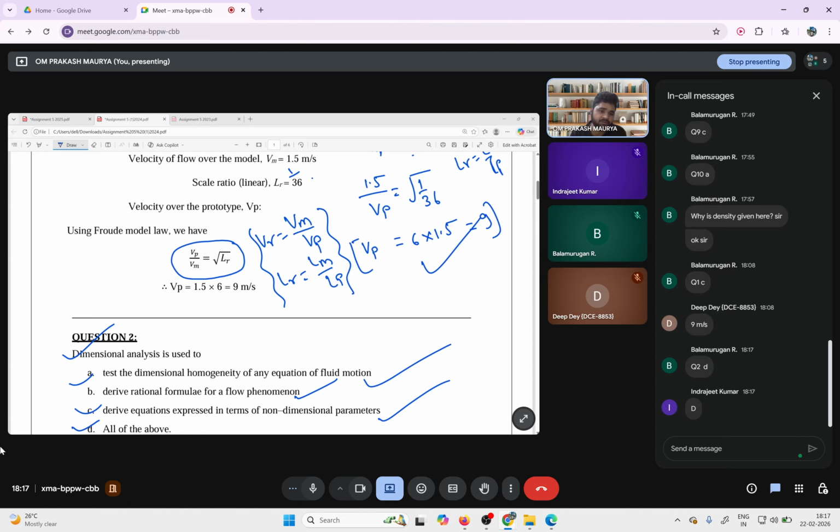Okay. Indrajit is telling D option. Bala is also telling D option. All. Fine. Other student, please also just try to write your answer.